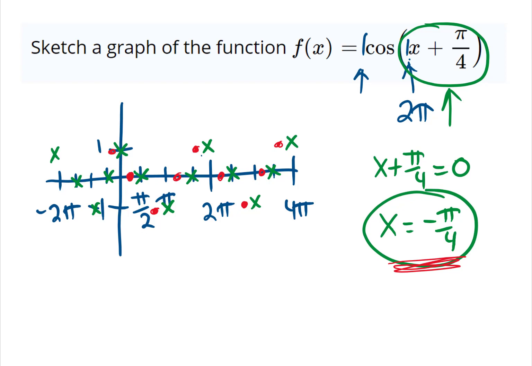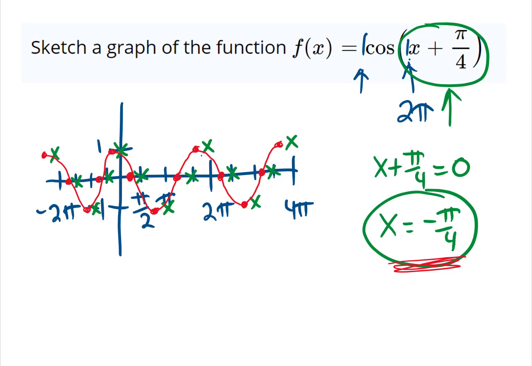Come over here, move this one, move this one, move this one. Move them all to the left by pi fourths, and then I join that up, and that's the graph of cosine of the quantity x plus pi fourths. So it's the cosine graph shifted to the left by pi fourths.